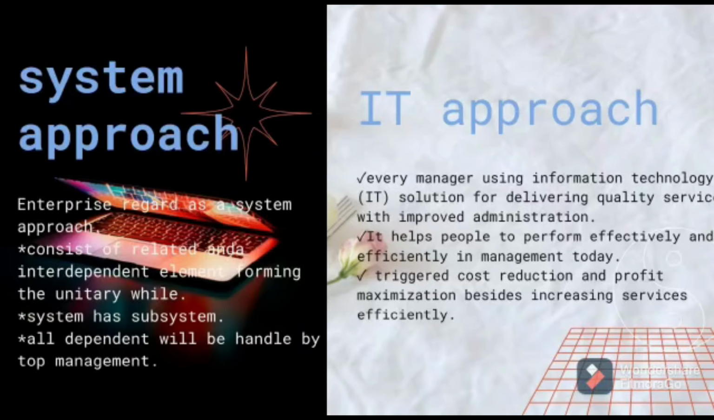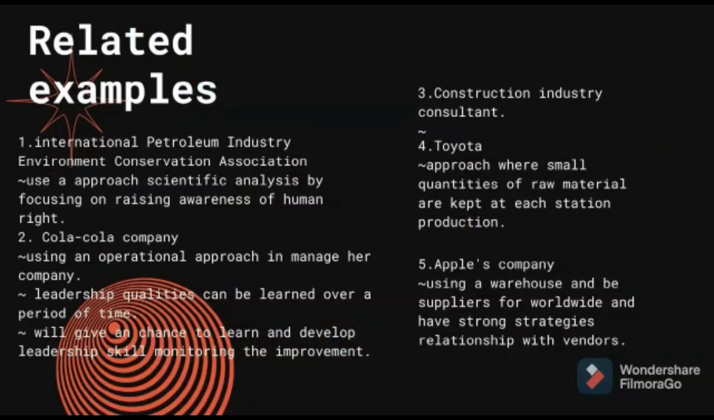In this approach, the enterprise is regarded as a system which consists of related and interdependent elements forming a unity of whole. As we know, every system has its own subsystems, and it is the same for an organization. All departments will be handled or coordinated by the top manager. Nowadays, IT is very popular and every manager uses information technology. IT is very important, and at the same time it can trigger cost reduction and profit maximization besides increasing service efficiency. A related example of this approach is managing a construction project plan.